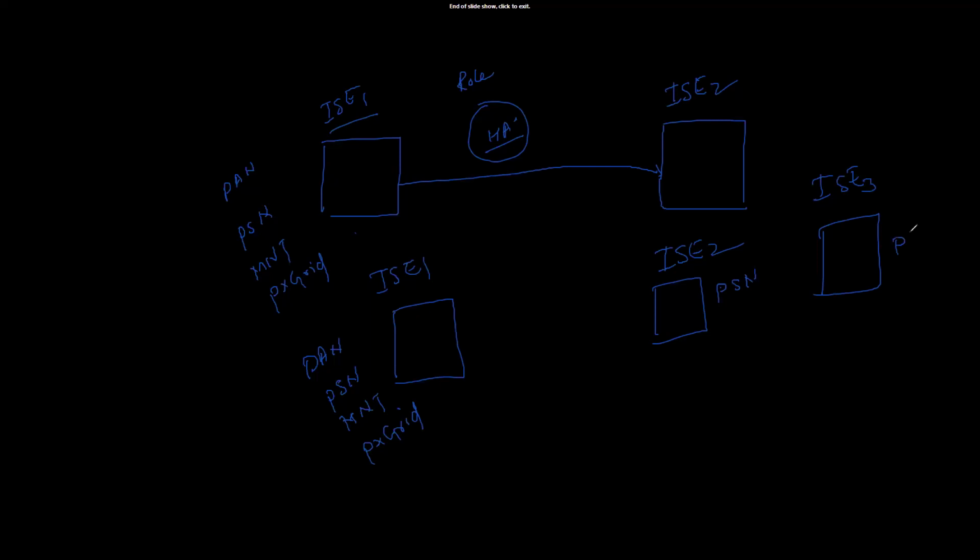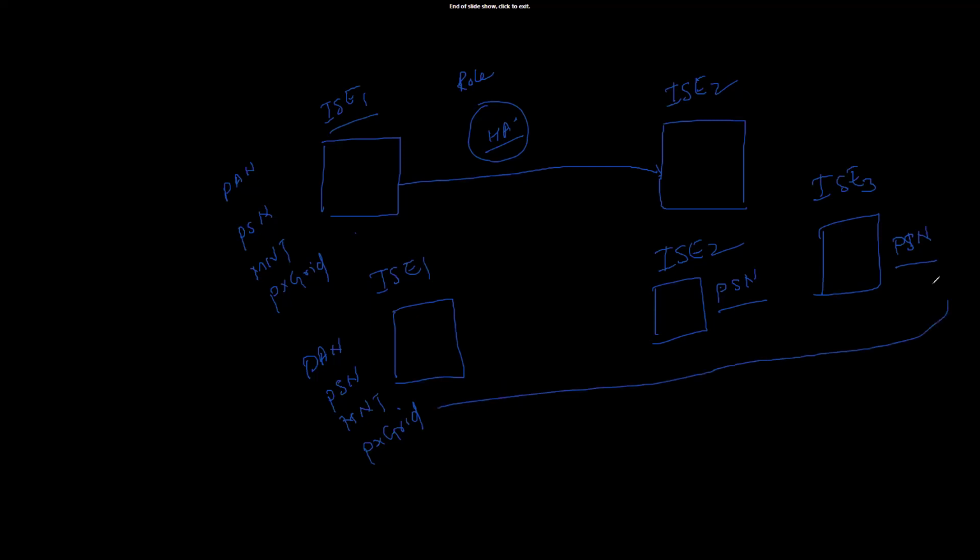So here also you have deployed PSN. Why? Because this is the node which is very busy. PSN is very busy. All the authentication is done by this PSN only. So that's why you are taking multiple ISE over here to deploy this PSN node.